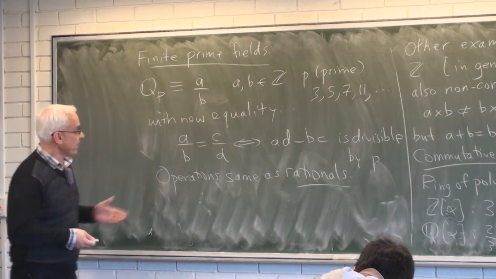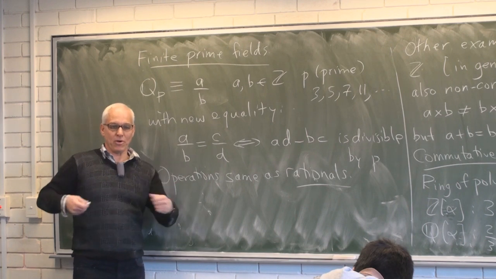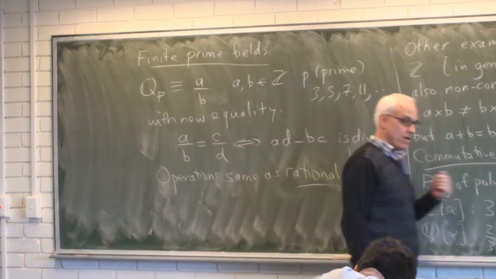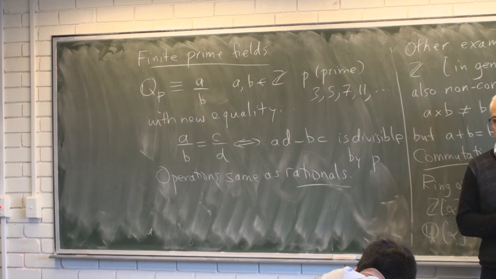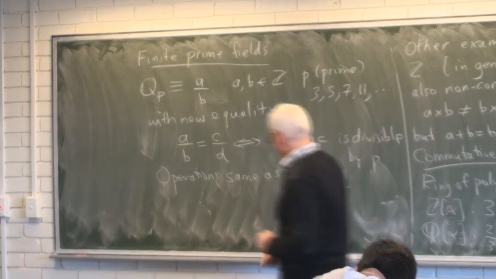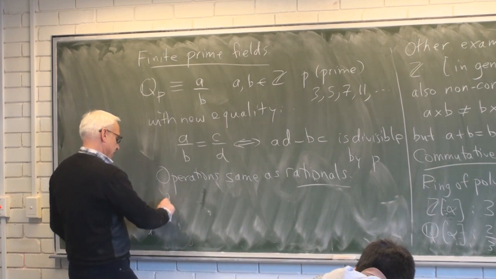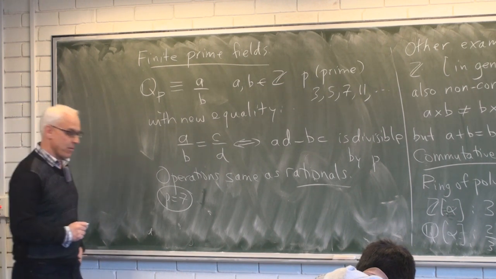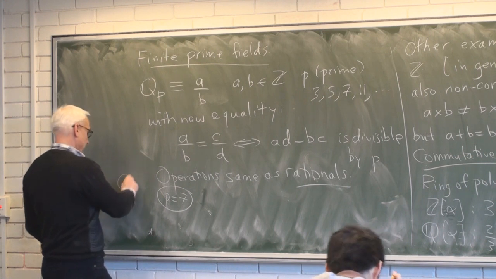Now, those of you who have studied finite fields may be used to thinking in terms of modular arithmetic. This is another way of thinking about the finite fields, which makes it much more analogous to rational numbers. So, for example, how do we do some operations? Let's say we're working with p equals 7. All right, let's do some arithmetic mod in this field Q7.